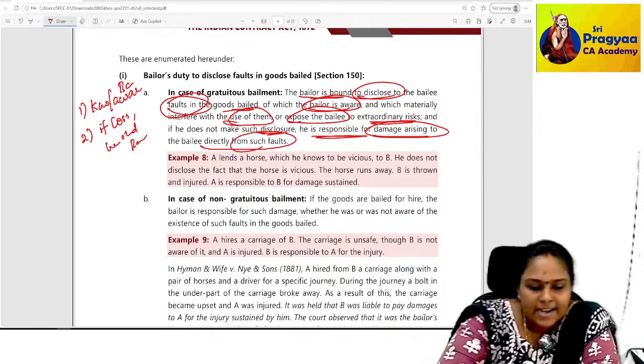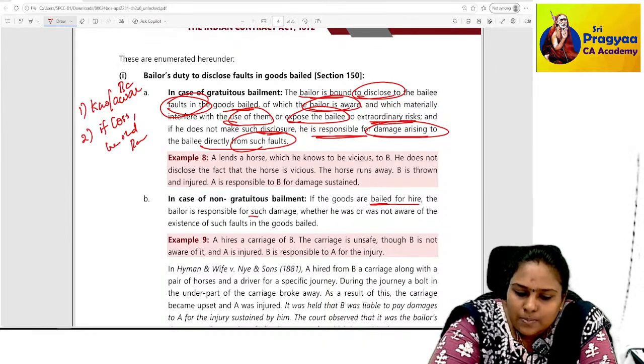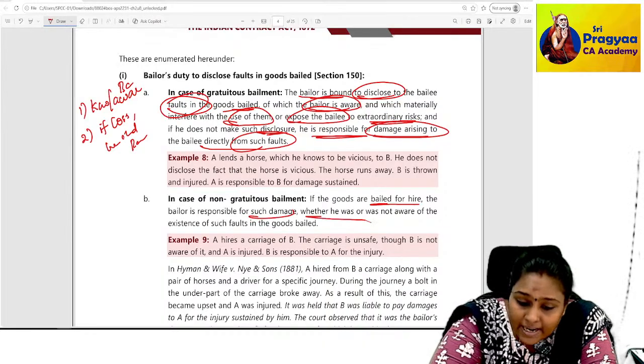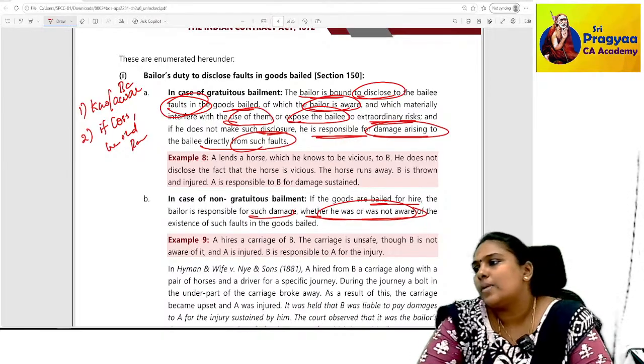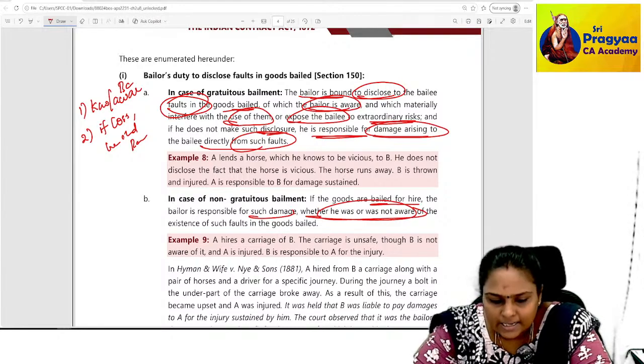Second point, start reading the second point. In case of non-gracious bailment, where the goods are bailed for hire, the bailor is responsible for such damage whether he was or not aware. Whether he was aware or not, still he is responsible for the damage.